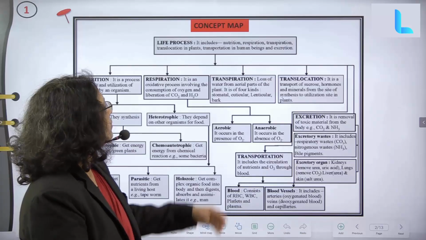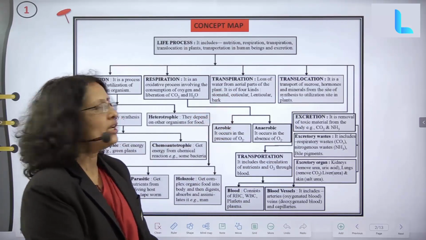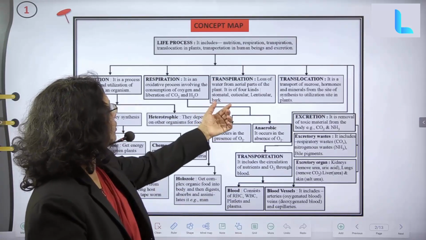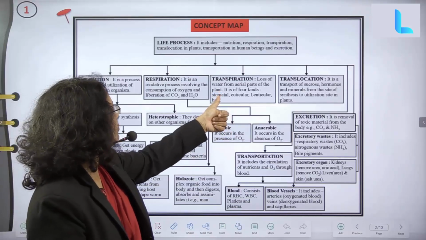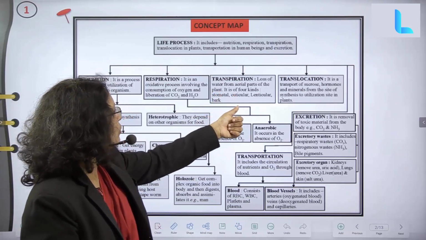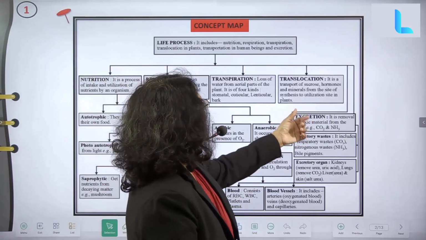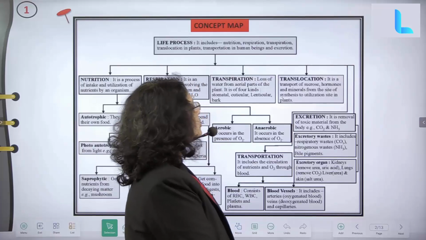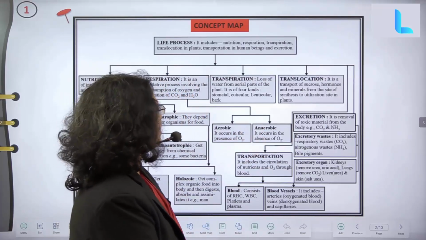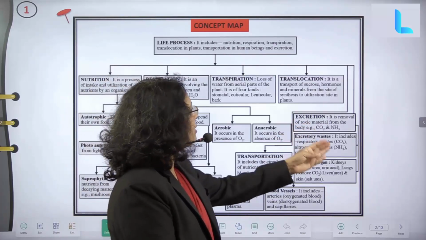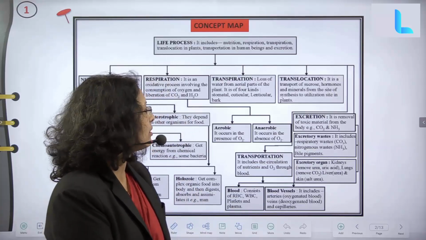Next is transpiration, the loss of water from aerial parts of the plants, and it is of four kinds: stomatal, where loss of water and exchange of gases happens through stomata, and cuticular, lenticular and bark. Then translocation is the transport of sucrose, hormones and minerals from the site of synthesis to utilization in plants.